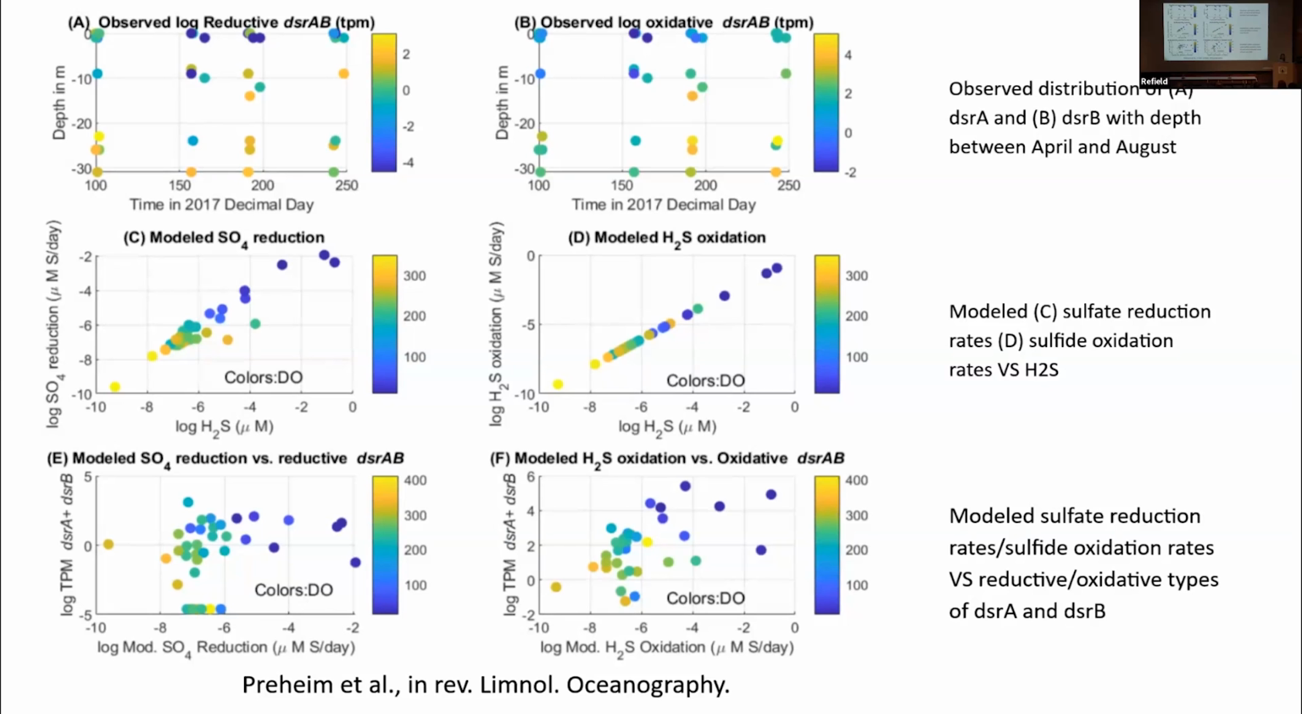We can see sulfide reduction doesn't seem to be all that correlated with genes. However, sulfide oxidation kind of is over a similar range. This would be consistent with the fact that sulfide reduction is primarily occurring in the sediments, whereas sulfide oxidation is happening in the water column.